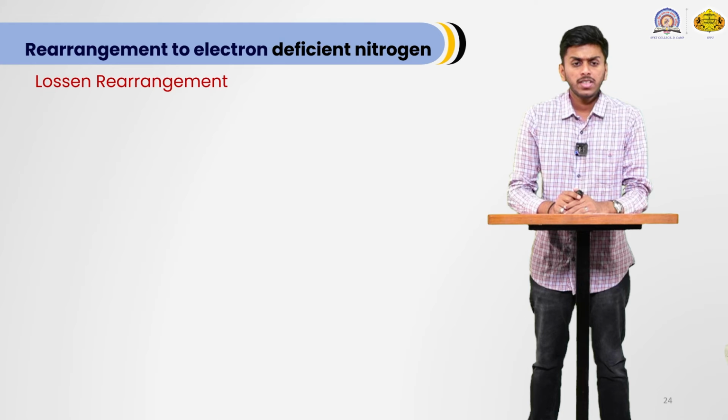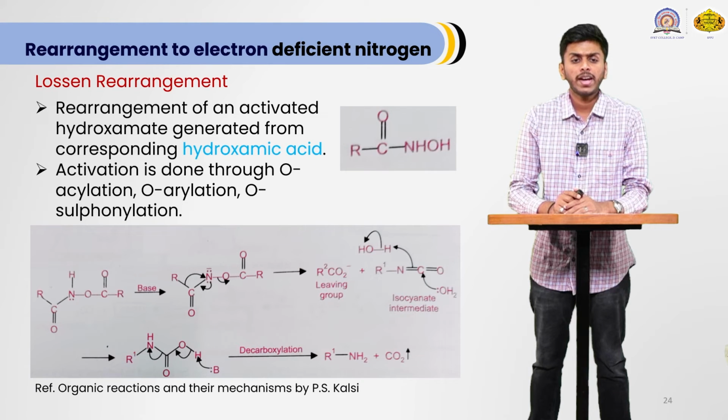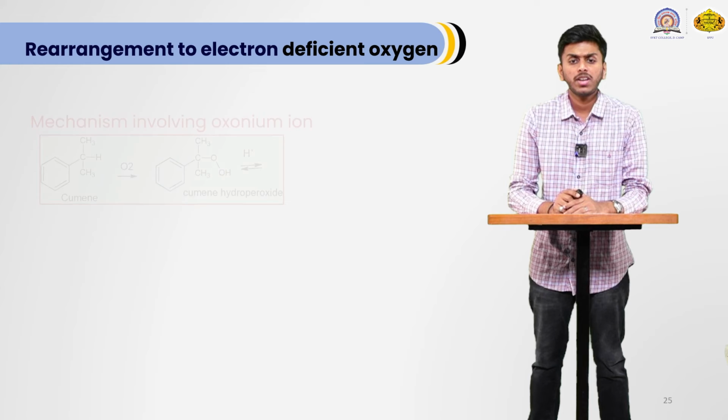The example in this category is the Lossen rearrangement. Rearrangement of an active hydroxamate generated from the corresponding hydroxamic acid. Activation is done through O-acylation, O-arylation or O-sulfonation. The following is the mechanism of a Lossen rearrangement. Amine is the final product and carbon dioxide is evolved during the reaction. The intermediate is isocyanate, which is attacked by a water molecule, and then rearrangement and decarboxylation take place, giving us amine as a product.